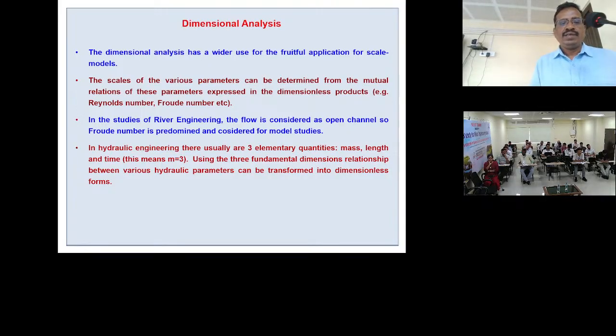for model studies. In hydraulic engineering, there are usually three elementary quantities: mass, length, and time. MLT, we know, dimensional analysis. Using these three fundamental dimensions, relationships between various hydraulic parameters can be transferred into dimensionless forms.